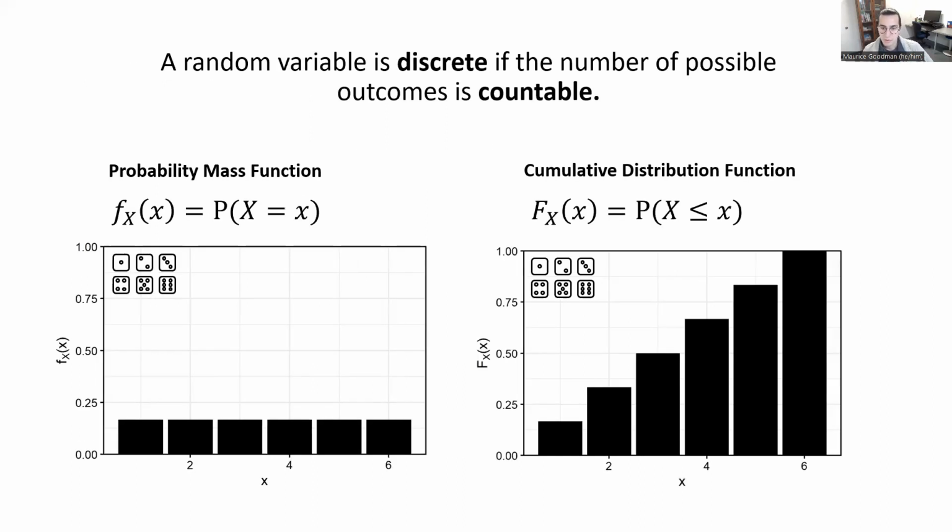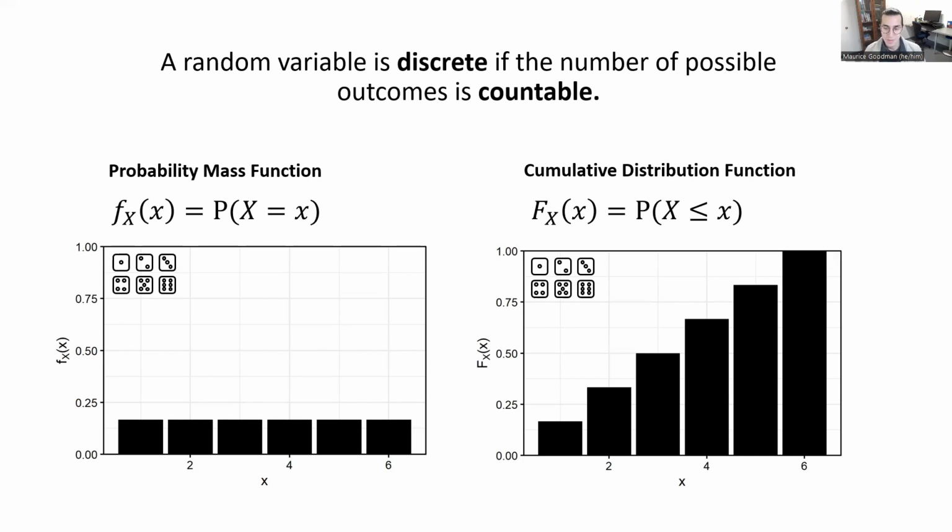Now we break up random variables and their probability distributions into two types. Variables are either discrete, which means that there's a fixed number of possible outcomes, or they're continuous. So let's take our die roll. This is a discrete random variable because we can count the number of possible values it can take on, which is 6. We're going to define two functions for this variable.